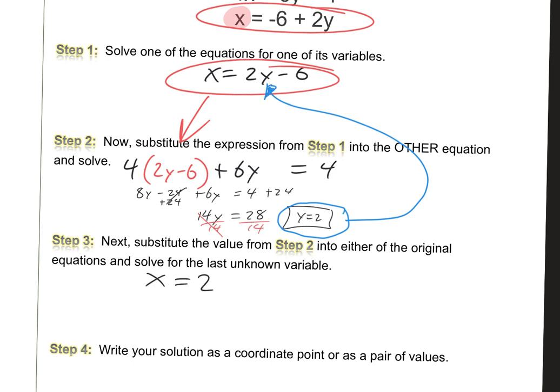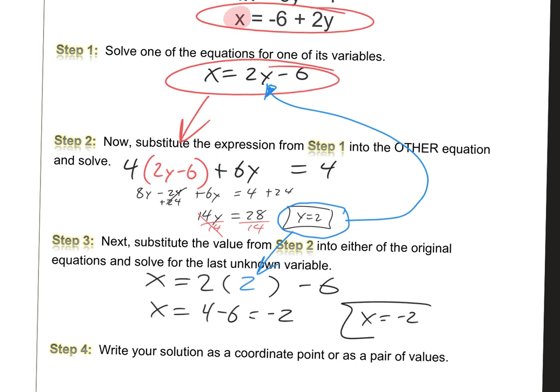X equals 2y minus 6. But instead of y, I know now that y is actually 2, right? Just plug it right in. And so this is really simple now. All I have to do is just work this out. 2 times 2 is 4, and 4 minus 6 is negative 2. So I got x equals negative 2.